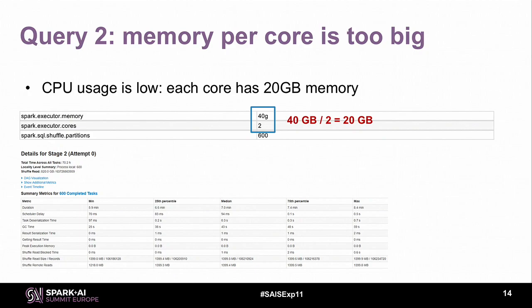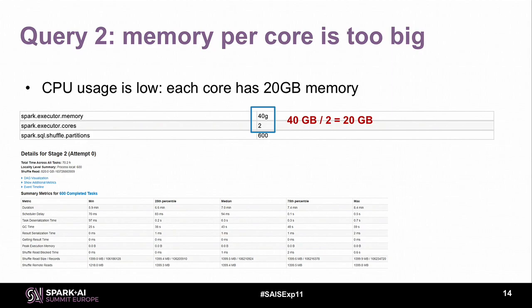Query 2 has another issue. The ratio of memory to CPU is not good. Each core has 20 gigabytes of memory. It is too big. It will lead to high memory usage and low CPU usage in the data center.